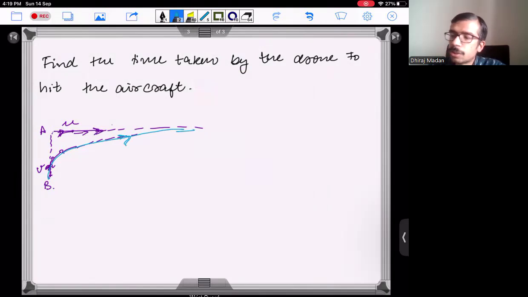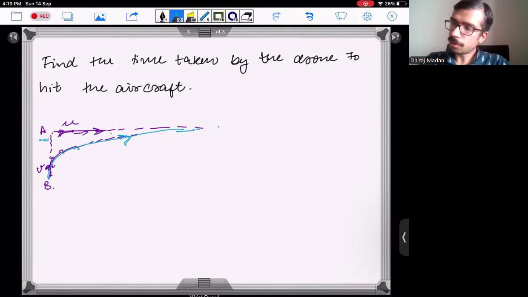So this aircraft is always moving with constant velocity in the same direction, but the drone which is tracking it always keeps changing direction and curves so as to be able to meet it, right? So basically, whenever the direction changes, it also changes its direction. So basically, the direction is always aimed towards A. That's the point.